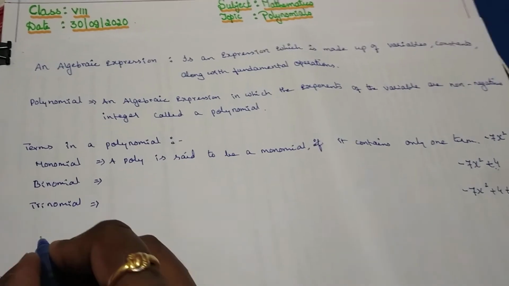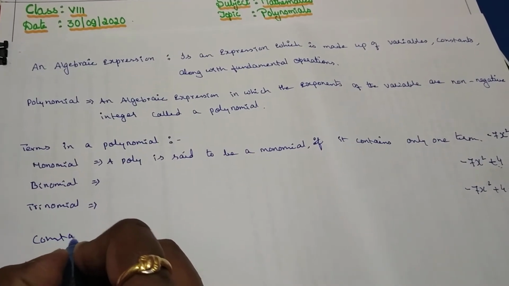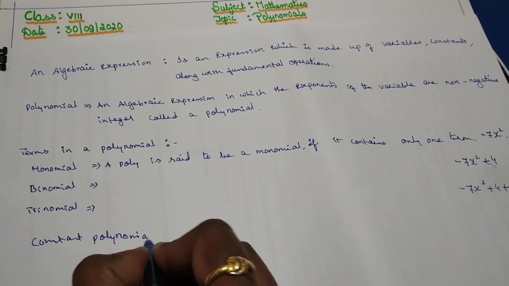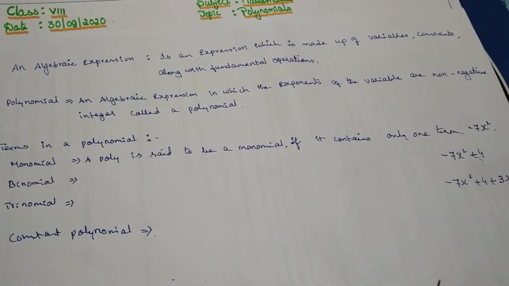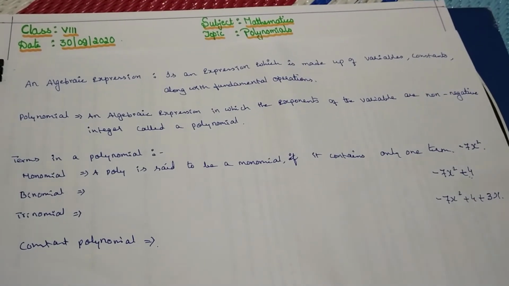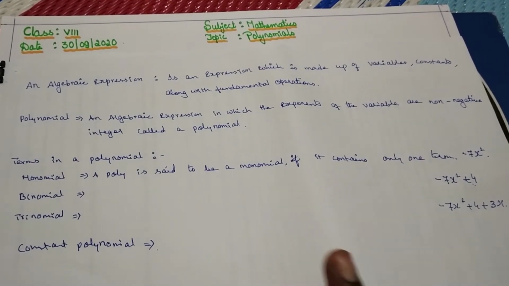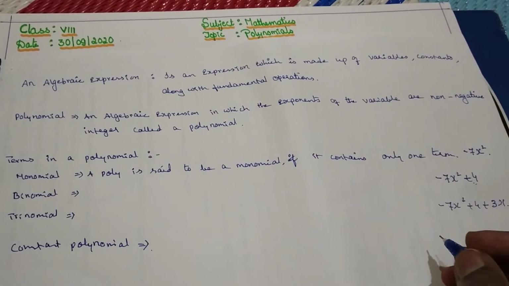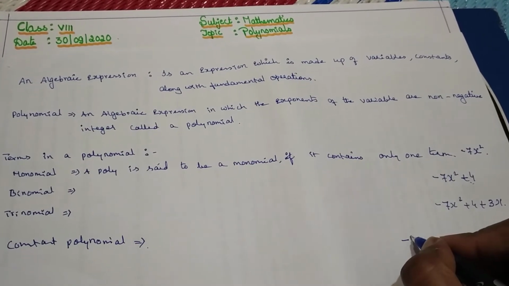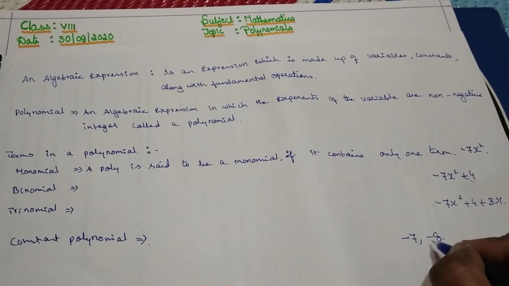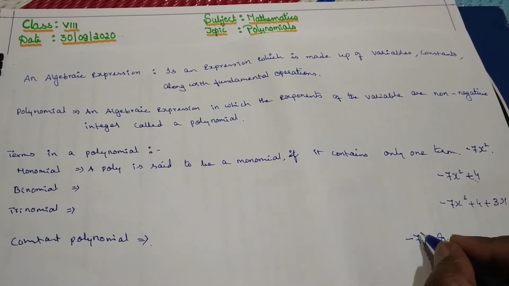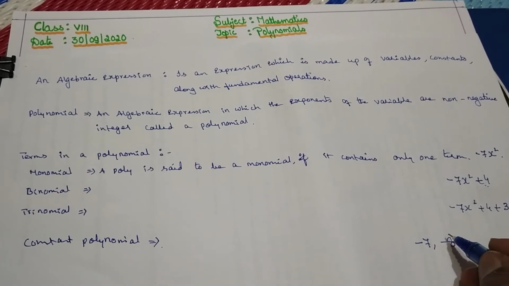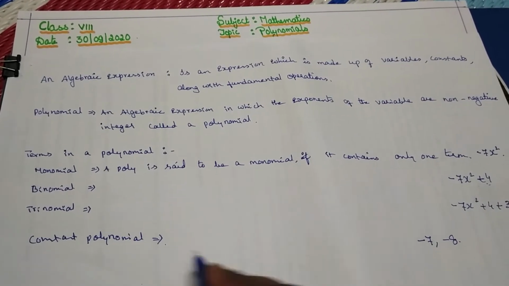Next, we'll move to constant polynomial. A polynomial which contains only one constant term is called a constant polynomial. Example I can give as minus 7, minus 8. So minus 7 is a constant term, therefore it is said to be a constant polynomial, and minus 8 is also a constant, therefore it is said to be a constant polynomial.